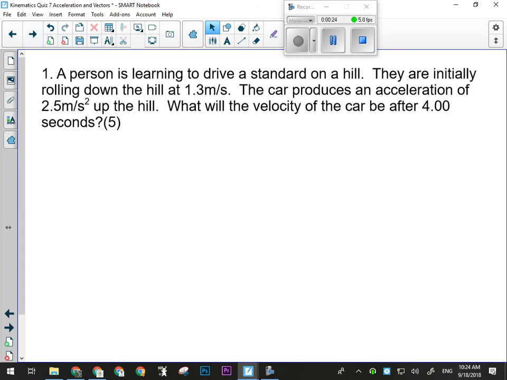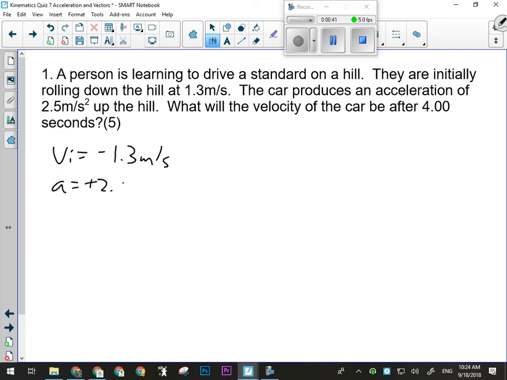So here's what we have in this question. They are initially rolling down the hill at 1.3 meters per second, so that'll be our VI. I'm going to write negative 1.3 meters per second, and then the car produces an acceleration of positive 2.5 meters per second squared, or up the hill, and then we're looking for the velocity, VF, after 4 seconds.